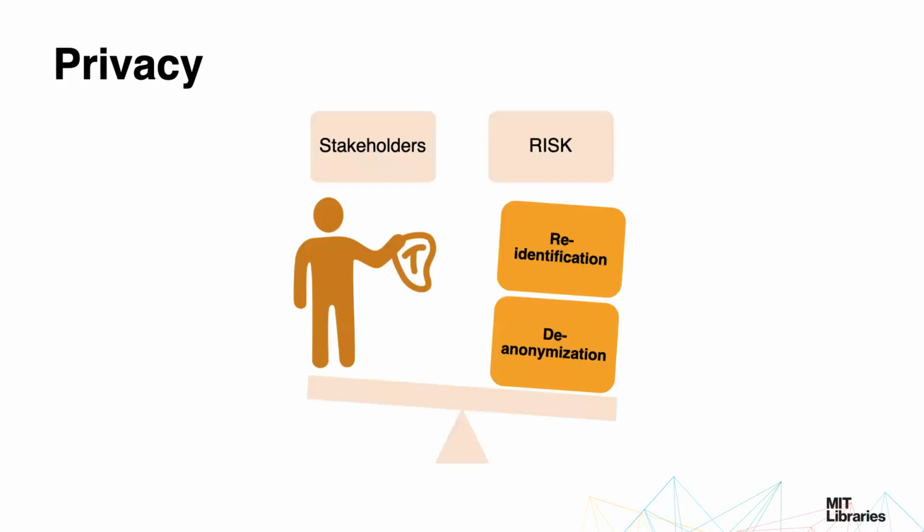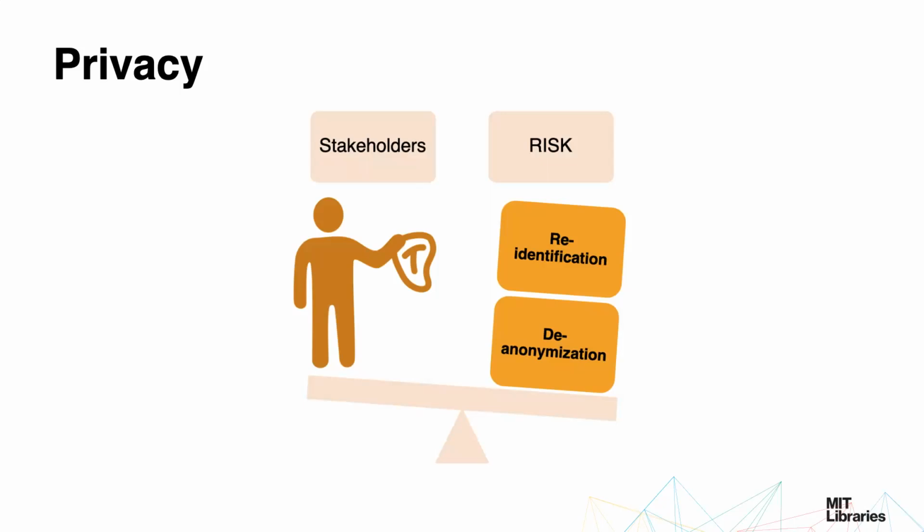So what we're really thinking about is how to create a balance between the stakeholders and their interests versus the risk we have around our information, our data, whether that's a risk of re-identification or a risk of de-anonymization. The point of thinking about privacy is not to eliminate all risks, because that's pretty much impossible, but really to recognize that risk to be able to manage it successfully.